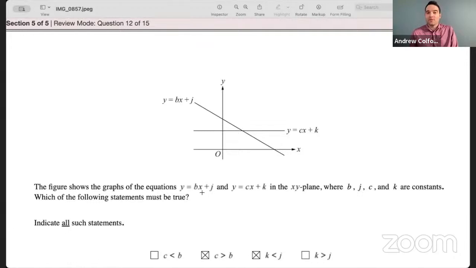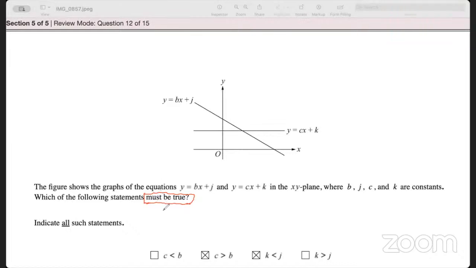Figure shows the graphs of the equations y equals bx plus j and y equals cx plus k in the xy plane, where b, j, c, and k are constants. Which of the following must be true? Let's always focus on this kind of wording when it comes up, because must be true is a very strong thing to say. It basically means cannot be false. And when they give us that construction, we almost want to immediately go into, well, can I prove it false? So, S, what were your thoughts on this one? What did you try?